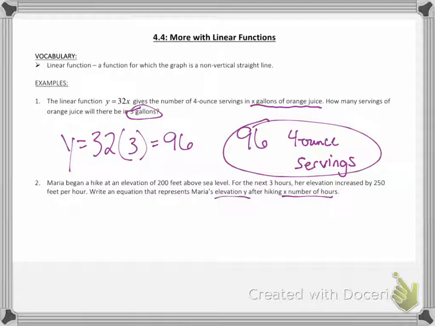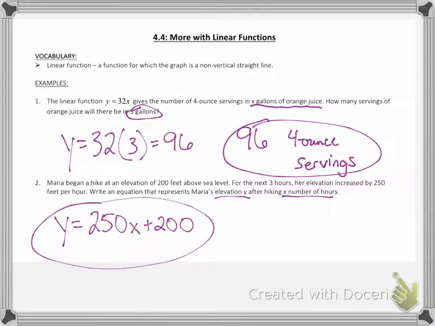So here's what we know. Her elevation is y. So how high she is in the air has to equal the amount of feet she is increasing per hour. She's climbing at the rate of 250 feet per hour, so that's 250x, because x is the amount of hours she's hiking. She's already at a height of 200 feet when she started, so we're going to tack on a plus 200. So the equation that we can write to represent this would be y equals 250x plus 200.